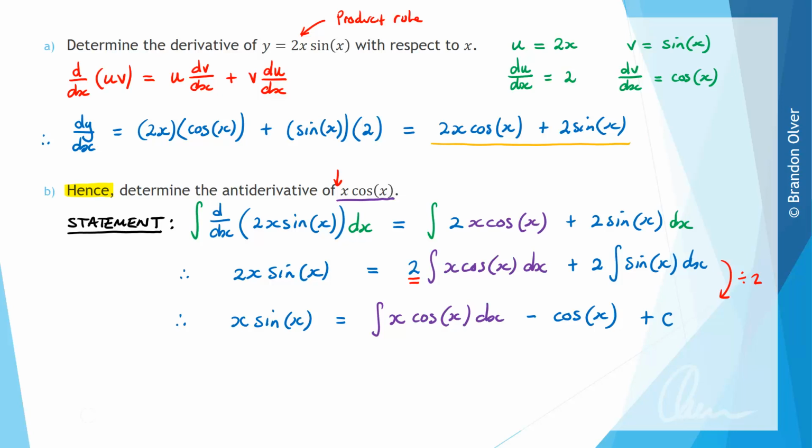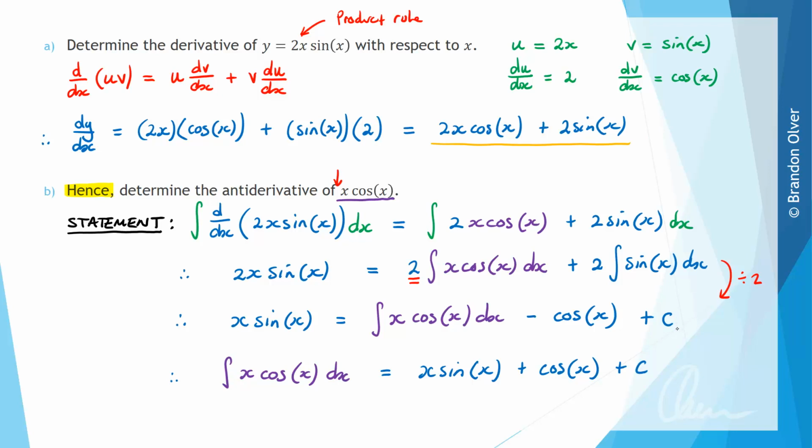And now the last part of this question is just to get the integral of x cosine of x by itself. So therefore, the integral of x cosine of x with respect to x is equal to x sine of x. And then this negative cos of x we need to add over to the other side, so it'll be plus cos of x. And then we also move this c over, and because c is a constant, we can just write plus c there.